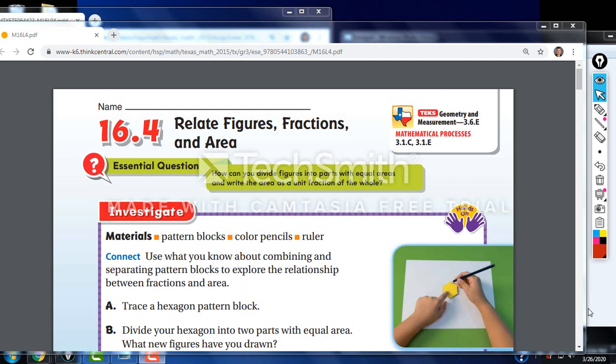I have been receiving several emails and work that's been submitted via RenWeb from your parents, showing me the excellent work everyone's been doing. I want to say a good shout out to Mr. Lowe.